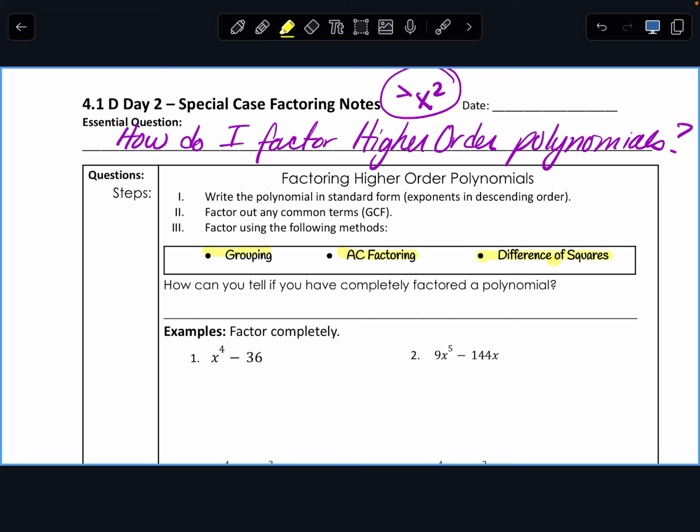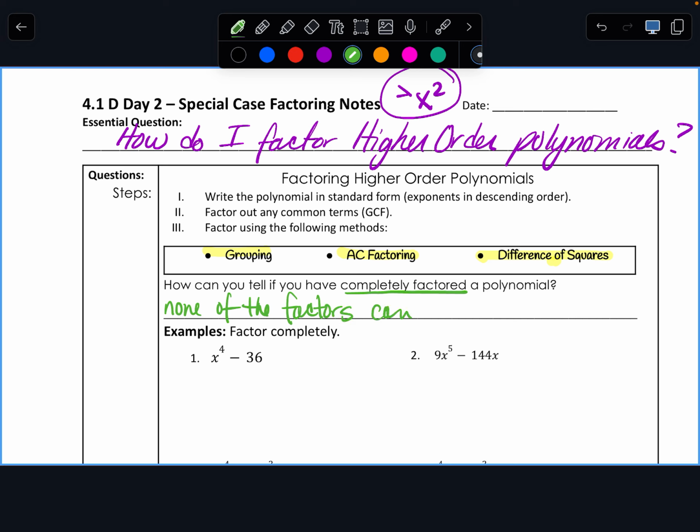And the way that we can tell that we're done, that it's completely factored, is none of the factors, so those things that are in parentheses, can still be broken down. So I can't keep going. There's no 2 and a 4. There's no x squared and a 36. Like, it can't keep going.